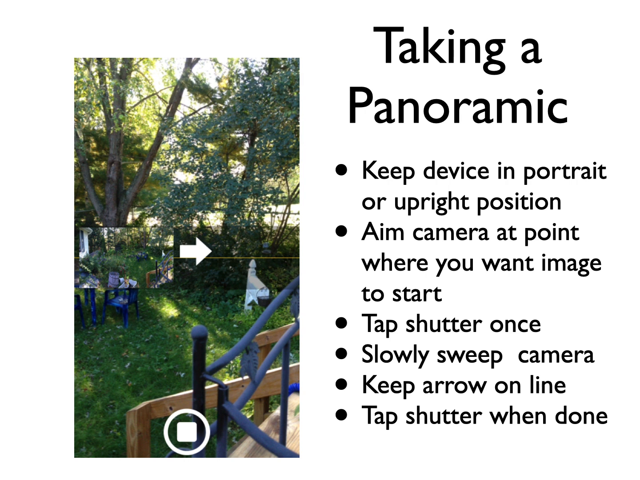Now notice there is a white arrow and a yellow line. You want to keep that arrow as much on that line as you can to make sure that the picture comes out well. When you finish, you're at the end of where you want the panorama to stop, then tap the shutter and your picture is done. Again, if you've never taken a panorama, you might want to stop the video here and try it out.